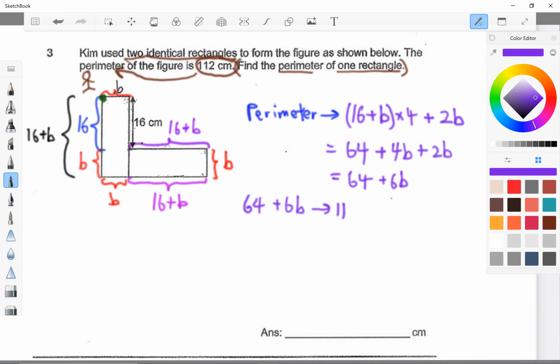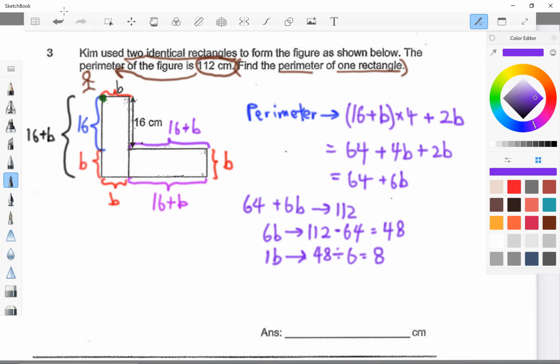the next thing I've got to do is to find out what exactly is 6b. So 6b is 112, subtract away 64. If I subtract away 64, my answer has got to be 48. And from there, I can easily get 1b, the breadth itself, which is 48 divided by 6. So this is the first part, obtaining the value of b. So b has got to be 8.